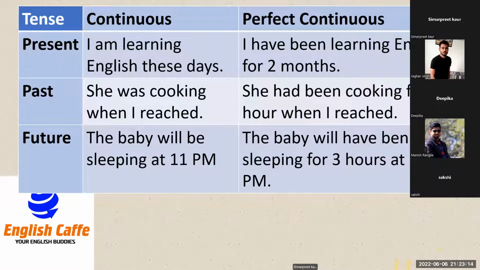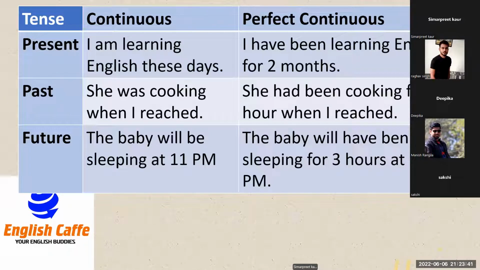Similarly, the baby will be sleeping at 11 p.m. 11 p.m. is a point of time, so we are using the continuous tense. But the baby will have been sleeping for 3 hours. Here, we are talking about the time period, not about the point of time, but the time period. So we are using will have been. That's the difference. But what happens is when we speak, we tend to make this mistake.